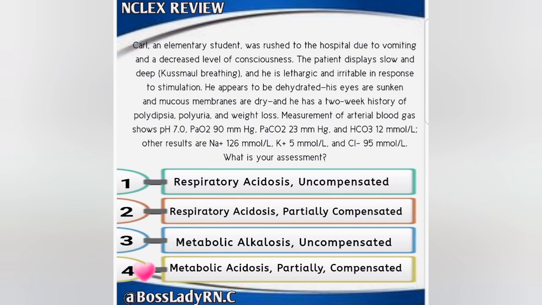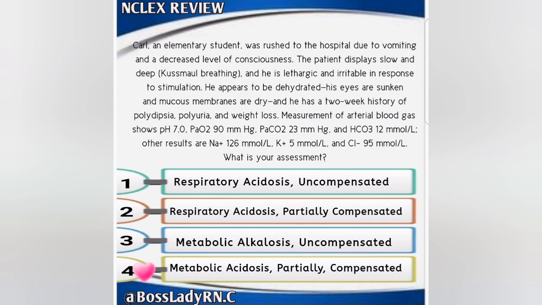The next thing we check is carbon dioxide. Is it opposite or in the same direction as the pH? Carbon dioxide is 23, which is below normal range, and so it is in the same direction, equal, with pH. pH is low and carbon dioxide is also low. Remember, metabolic, equal. It means that it's a metabolic problem. So, the patient is in metabolic acidosis.